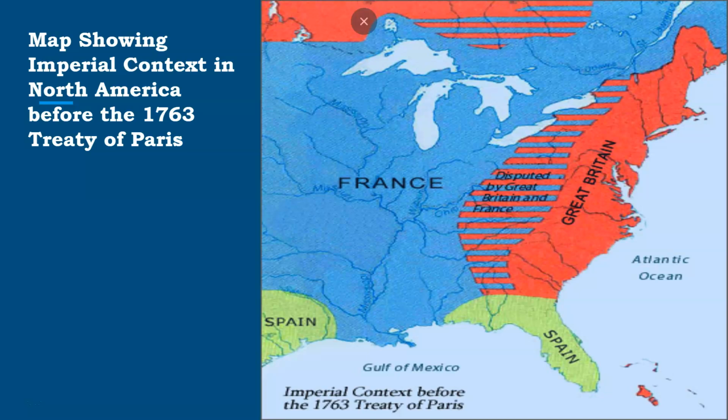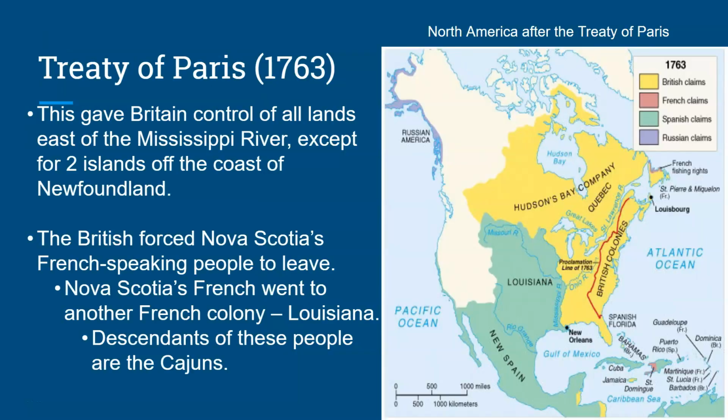And you can kind of see that also echoing up here as well, circa around 1763 and the Treaty of Paris. To talk about the Treaty of Paris, this was a treaty that gave Britain control of all lands east of the Mississippi River, except for 2 islands off the coast of Newfoundland. And the British forced Nova Scotia's French-speaking people to leave, in which the Nova Scotia's French went to another French colony that was Louisiana. And the descendants of these people are typically referred to as Cajuns throughout the last maybe 2 or 3 centuries.